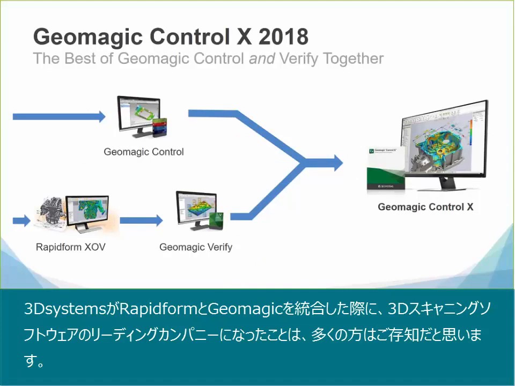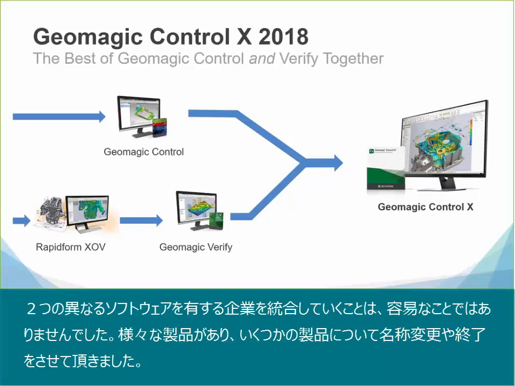So many of you probably know that 3D Systems created the leading 3D scanning software business when it acquired both RapidForm and Geomagic a few years ago. Bringing together two different companies with two different code bases wasn't easy for us or quite frankly for you. There were different products and we went through some renaming and discontinuing of things.